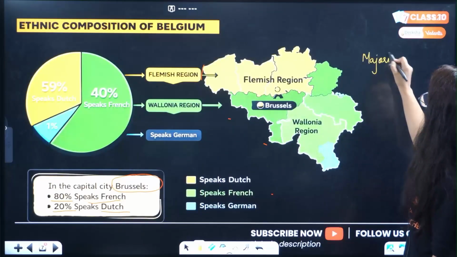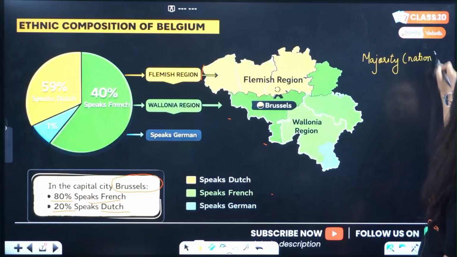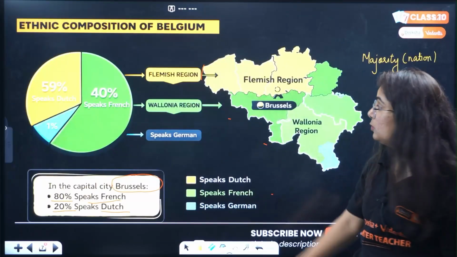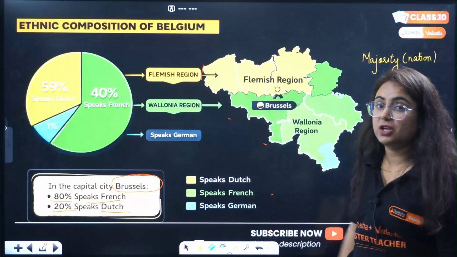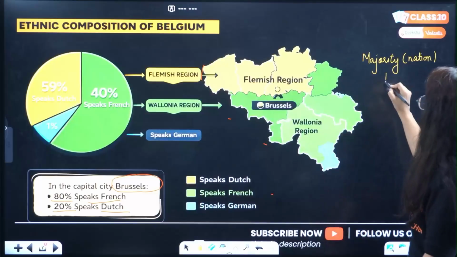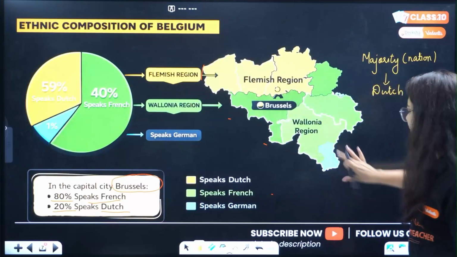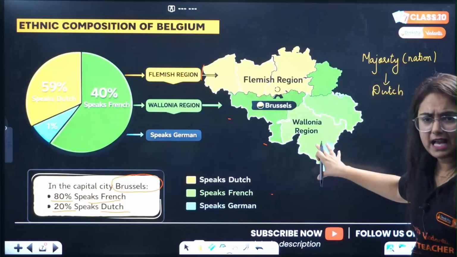Who are the people who are in majority in the nation? Pay attention. Okay. So who are the people who speak the language Dutch? Because their percentage is 59%. So who is in the majority in the country? Dutch. Okay. I'm right now not taking minority as Germans.